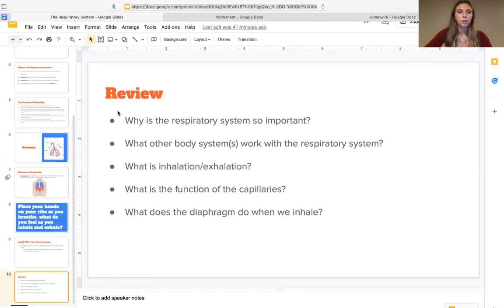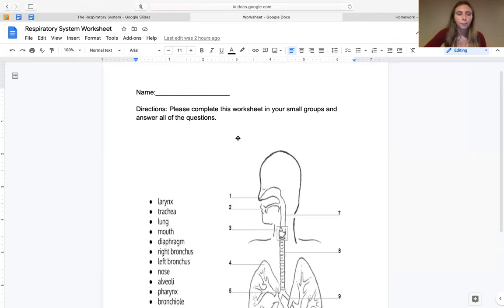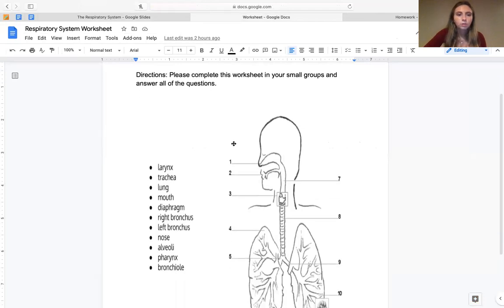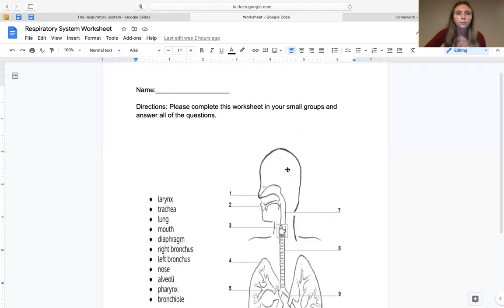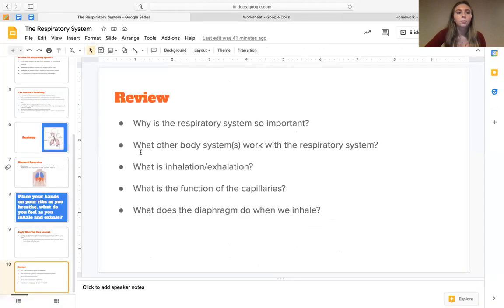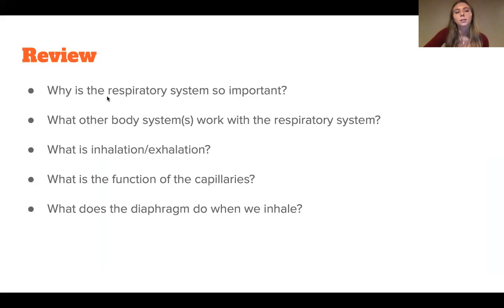And then I will show you the worksheet that I will have the students complete. So this is the worksheet, and I would just have them label the diagram. And then I would go over and review what we've learned. So ask them why the respiratory system is so important, what other body systems work with the respiratory system, what is inhalation and exhalation, and the function of the capillaries, as well as what does the diagram do when we inhale.